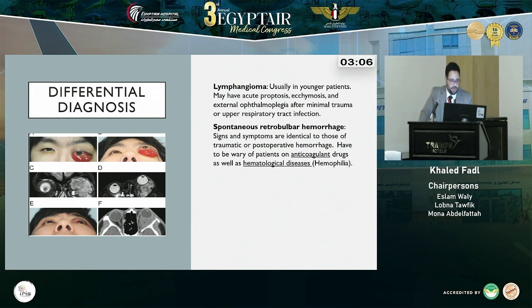Sometimes there are other diseases that could be differentiated: lymphangioma in younger patients, or spontaneous retrobulbar hemorrhage, especially in patients with anticoagulation or hematological disease such as hemophilia.